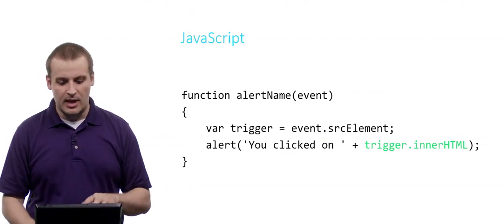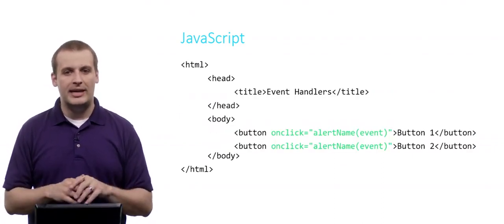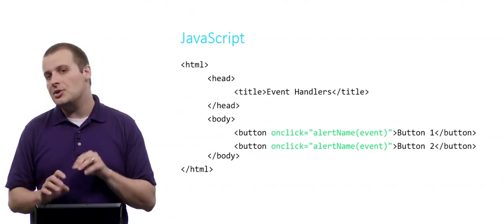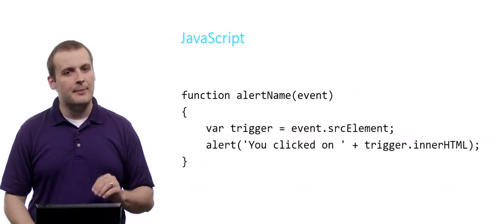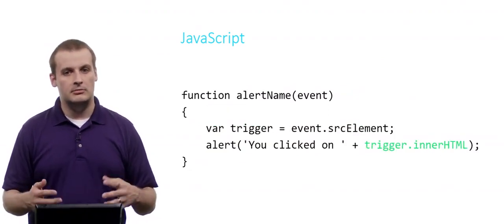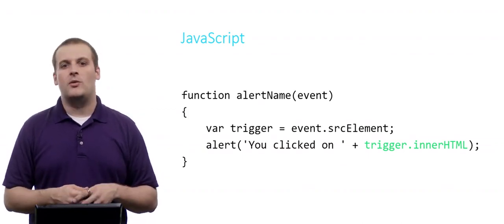Now, what is innerHTML? Let me jump back a couple slides for a second here. The innerHTML is what is between the button tags. In this case, Button 1 is the innerHTML, and Button 2 is also innerHTML. So what happens when I click on those buttons is it will alert to me, you clicked on Button 1, if I happen to click on Button 1, or you clicked on Button 2, if I happen to click on Button 2.